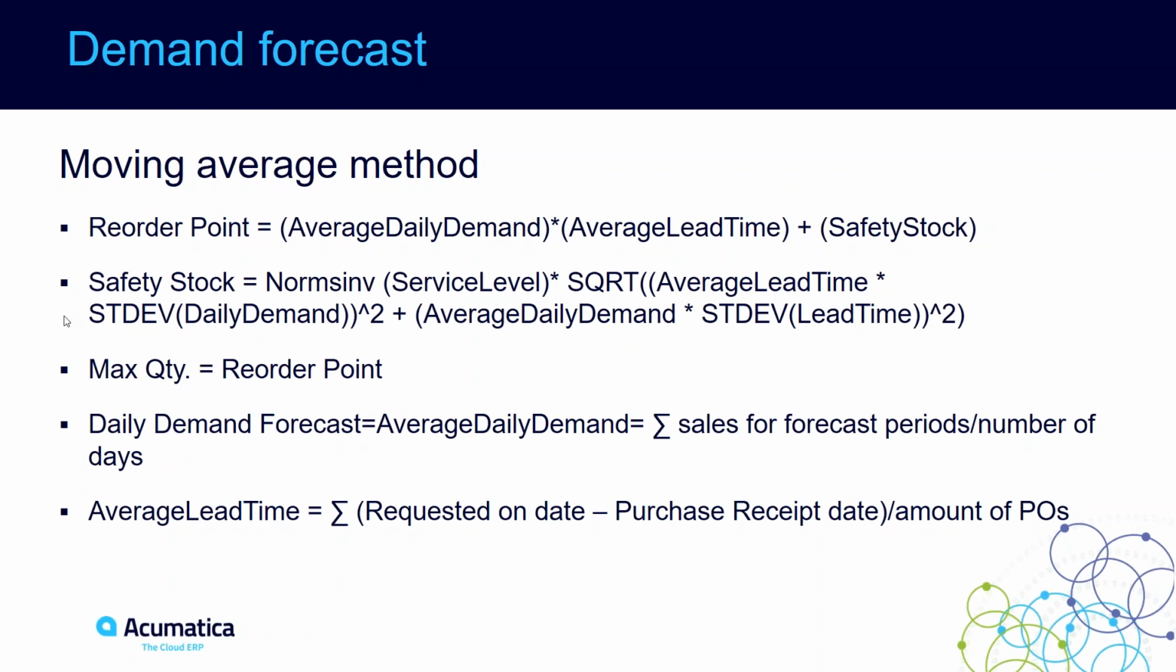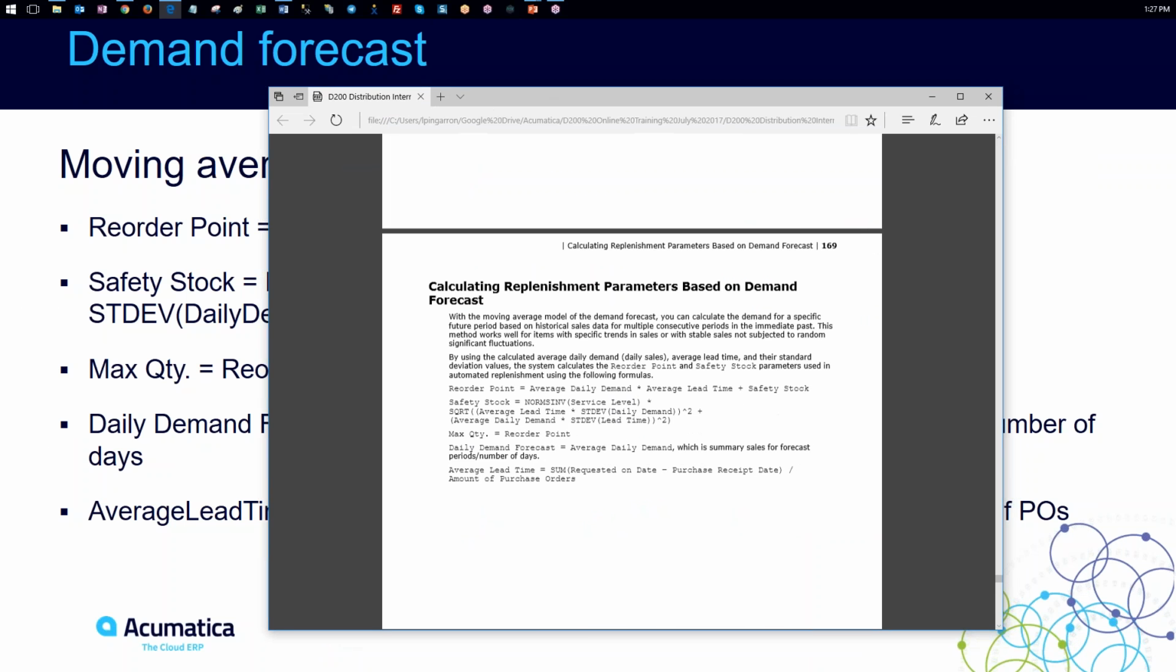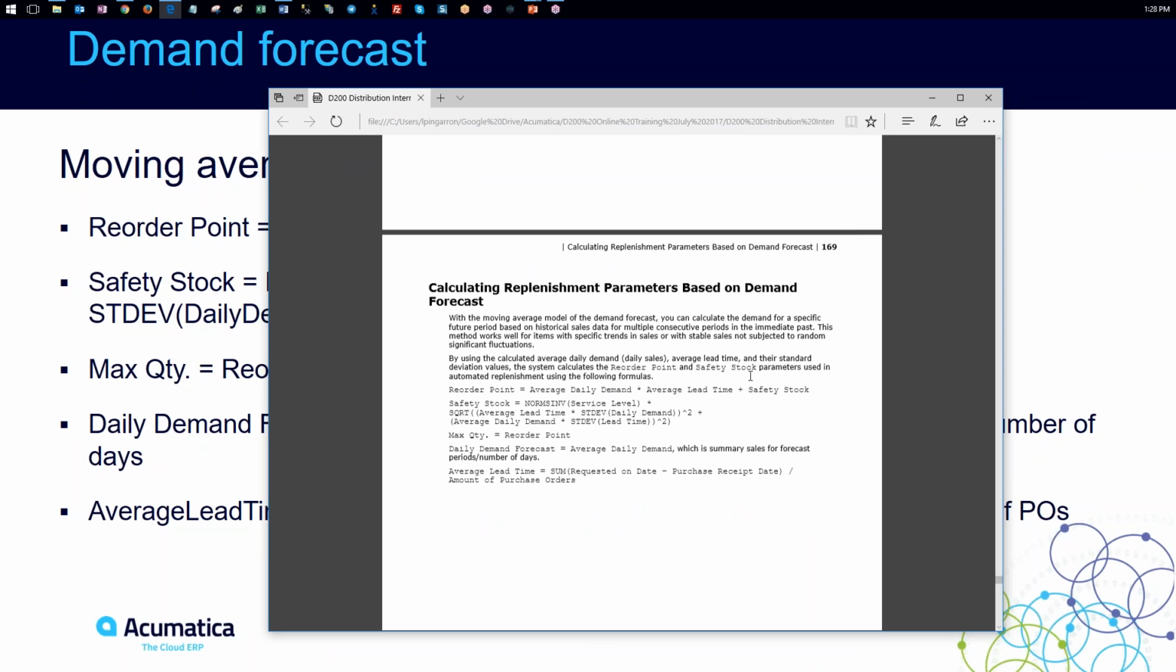We have different formulas for this. Let me show you the guide. Our reorder point is going to be calculated with the average daily demand multiplied by the average lead time, plus the safety stock. The safety stock has this formula. The maximum quantity equals the reorder point. The daily demand forecast is the average daily demand, and so on.